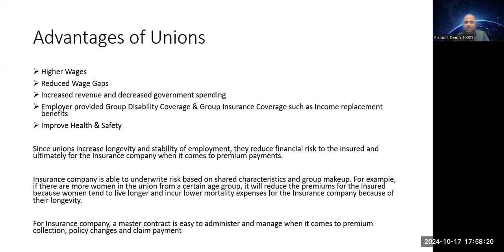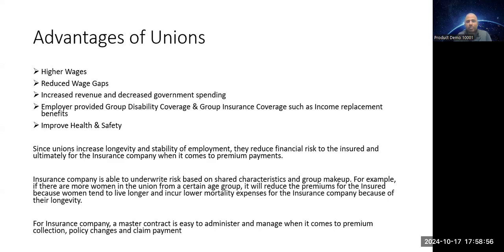So apart from that, gender also plays a role when it comes to group premiums. So women in general, they tend to live longer than men, and that's the reason why their mortality expenses relevant to insurance policies are less than men. And as a result, the premiums are also less. Okay, so your gender, group makeup, your age, occupation, all is considered when it comes to underwriting your premiums.